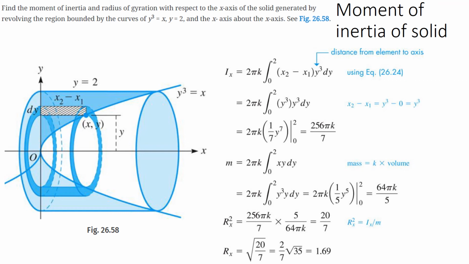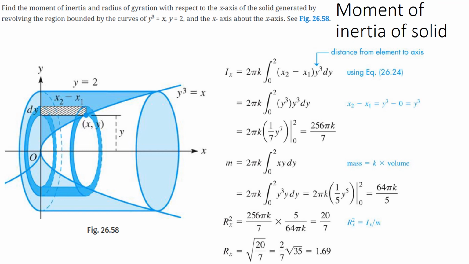And I'm going to have to take, instead of rectangles, I'm going to add up all the infinitely thin cylinders to find the total volume of this object that's in blue. So you can see here the dark blue is the area bounded by y equals 2 on the top and y cubed equals x on the bottom. And I spin that around the x-axis and I create this solid object that looks kind of like a shot glass on its side.